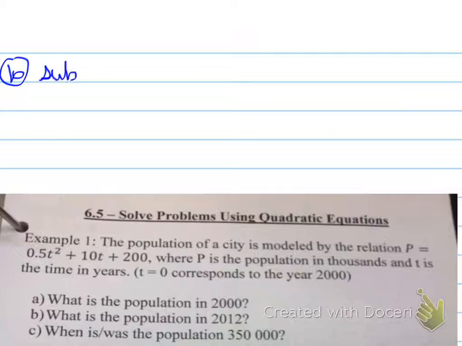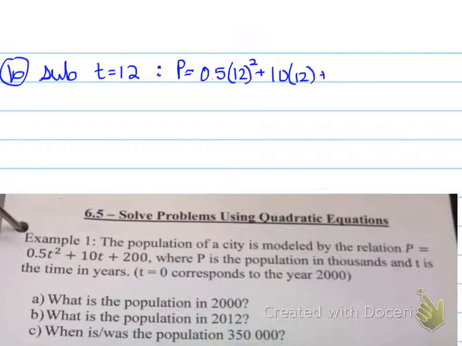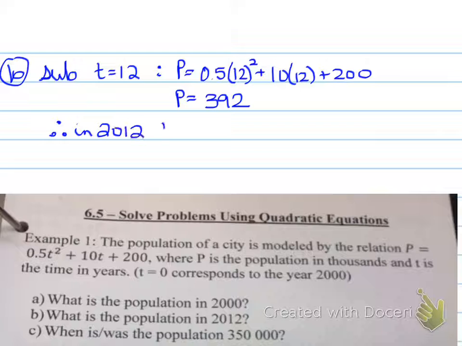Alright, part B says the following. So we need to know what is the population in 2012. So what are we subbing in for t this time? That's right, folks. We're subbing in t equals 12. We plug in 12 for t, and each time we see a t, we plug in 12, and we get the value of 392. So therefore, in 2012, the population was 392,000 people.